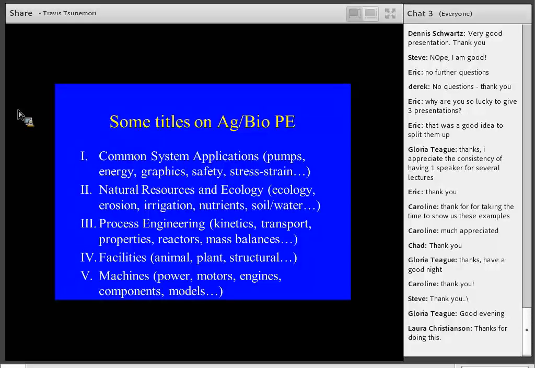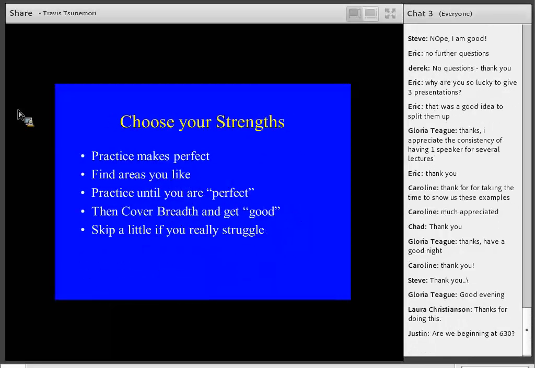This can include animal or plant, for example, greenhouses or particular animal facilities. And number 5 is machines. All kinds of questions about power, motors, engines, components, mechanical components or models of those. So those are the general areas. We're going to focus on number 3 tonight.